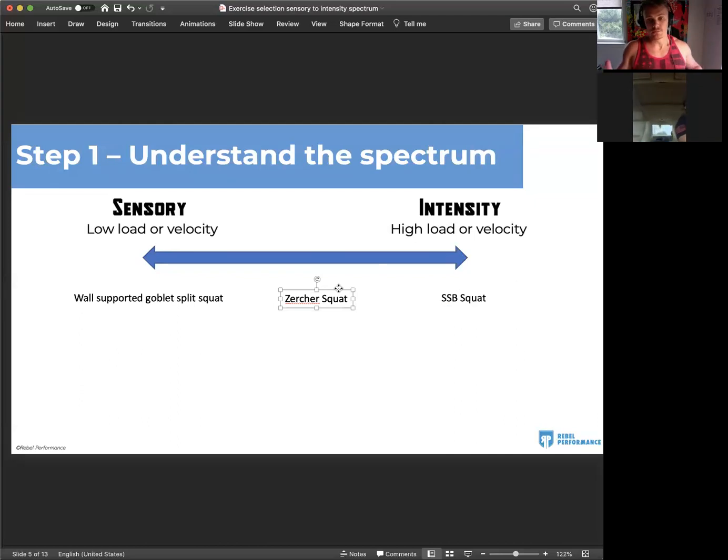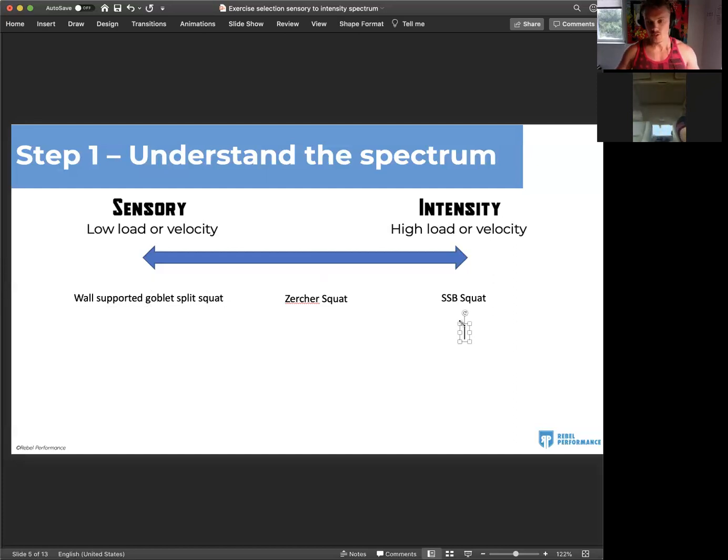And you could do this with lots of different types of exercises. I could even take an SSB squat and make it more sensory focused just by changing how I coach and cue it. It just depends on what you're trying to get out of the exercise. And that's the whole point here. You have to decide, am I chasing an intensity outcome or am I chasing more of a sensory outcome? An intensity outcome is going to be more max force, max velocity, max power. Sensory outcome, more feel, more proprioception, more movement, probably more hypertrophy.